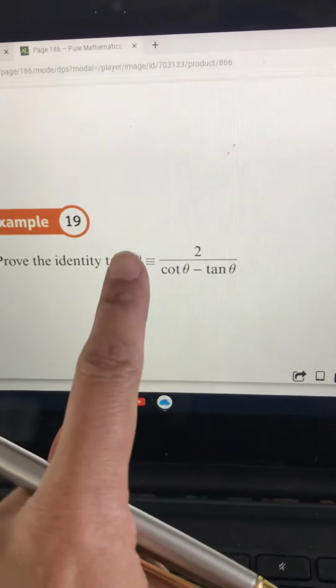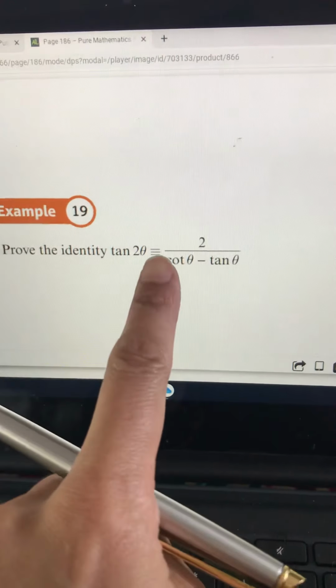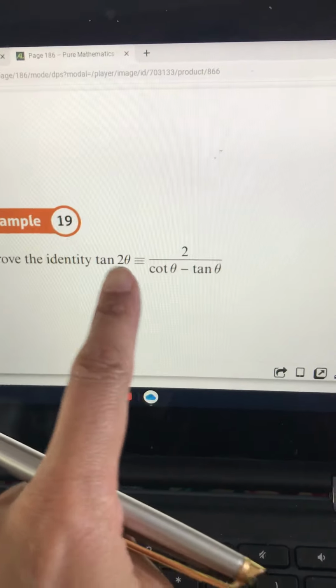When it's true for any value of x or theta, they call that an identity. Okay, so these three symbols mean it's an identity. It means it doesn't matter what theta is, these two will always be the same.